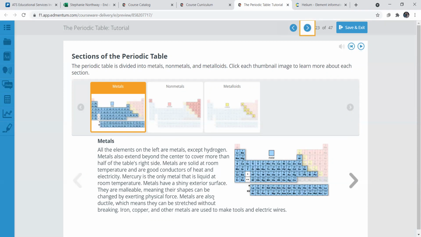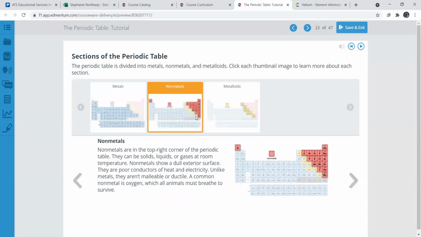And then let's see, they have a shiny exterior, malleable. Their shapes can be changed by exerting physical force. Pretty much common with all metals.